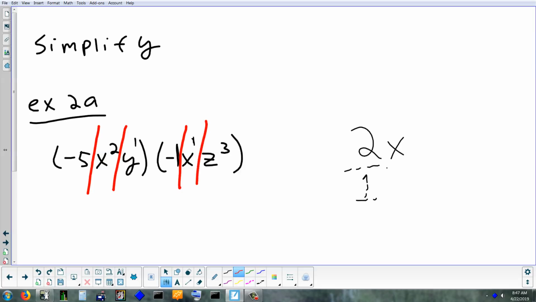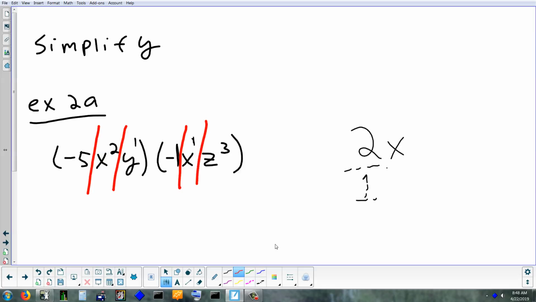Again, I draw them long enough so I know I don't confuse them for a 1. All right. So I know, again, the whole numbers are separate from one another, and the different letters are separate from one another. And if they have an exponent to the right, that exponent belongs to the base on the left. This 2 belongs to that x. That 1 belongs to that y. That 1 belongs to that x.